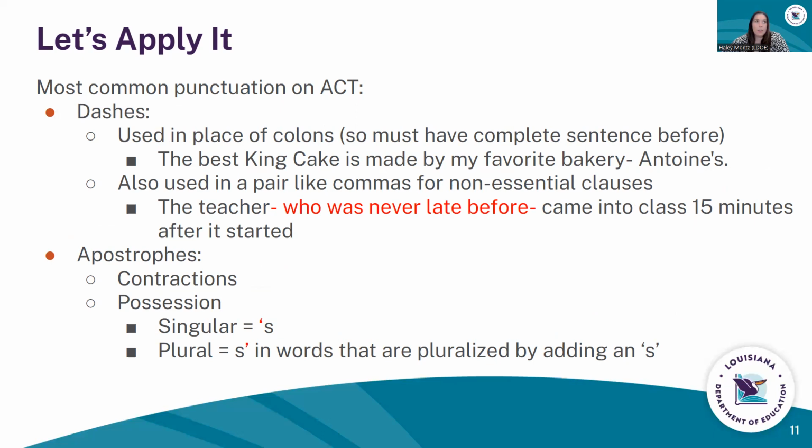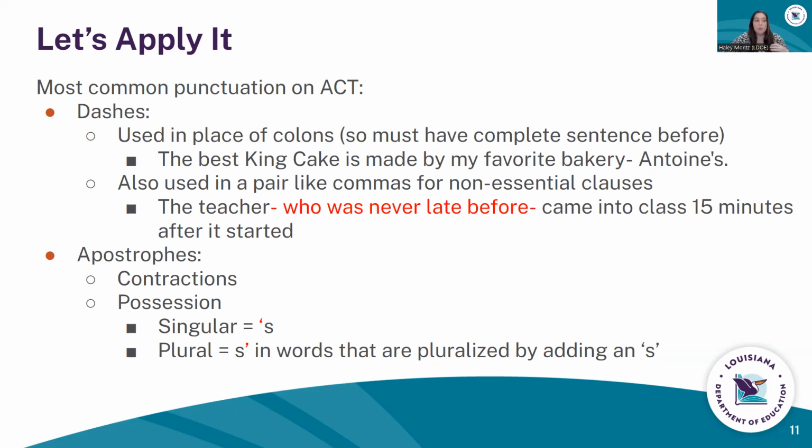And then the double dashes are also interchangeable with the double commas for non-essential clauses. Again, same rules apply. I use the same example sentence. And then lastly, apostrophes. We all know that they're used for contractions. That's probably not going to be what they're tested on so much as possession. Students really get tripped up with this a lot because it's such an easy thing to overlook.